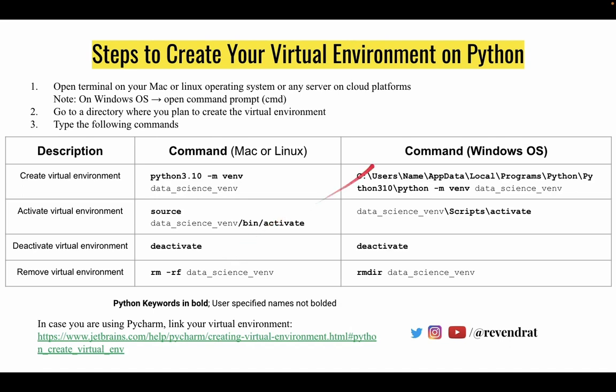If you are on a Windows machine, I suggest using these lines of code to create virtual environment, activate, deactivate, and remove. The virtual environment we are creating is data_science_venv. You can change this virtual environment into your project name_venv.